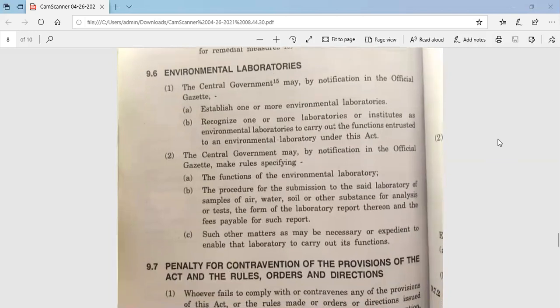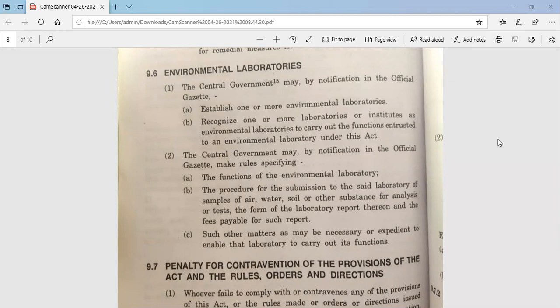First, the central government may, by notification in the official gazette, establish one or more environmental laboratories, or recognize one or more laboratories or institutes as environmental laboratories, to carry out the functions entrusted to an environmental laboratory under this act.